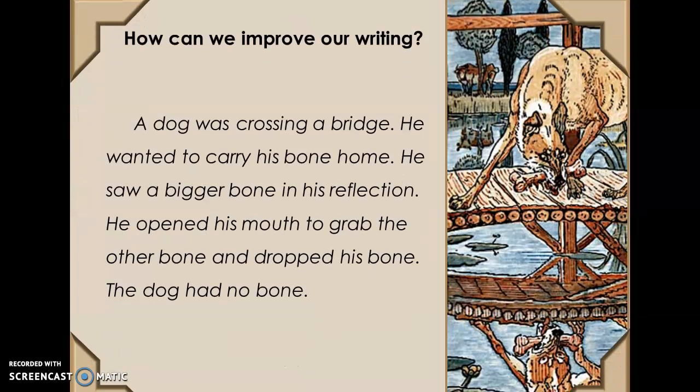How can we improve our writing? A dog was crossing a bridge. He wanted to carry his bone home. He saw a bigger bone in his reflection. He opened his mouth to grab the other bone and dropped his bone. The dog had no bone.